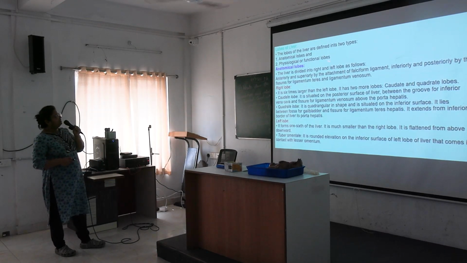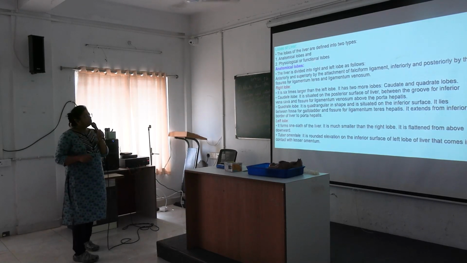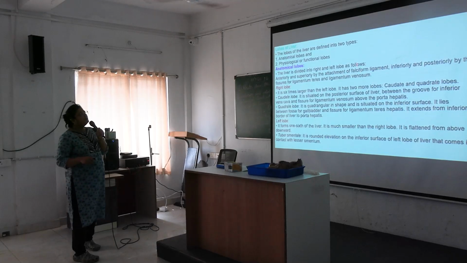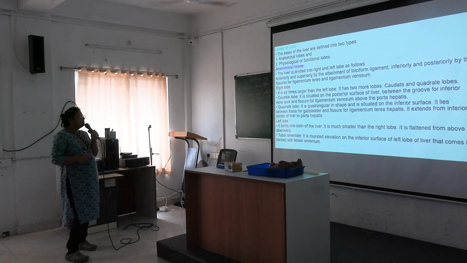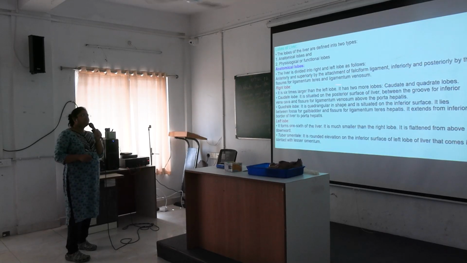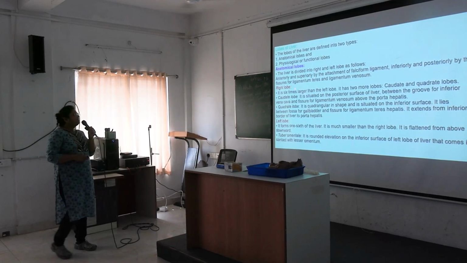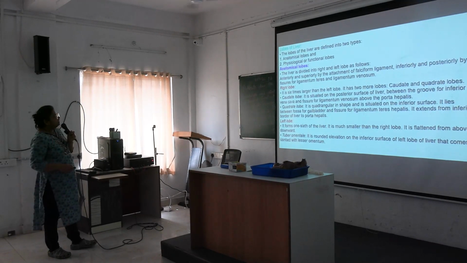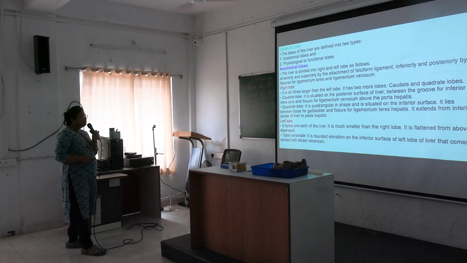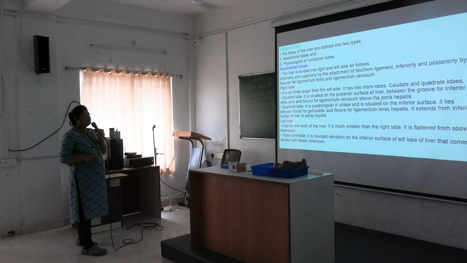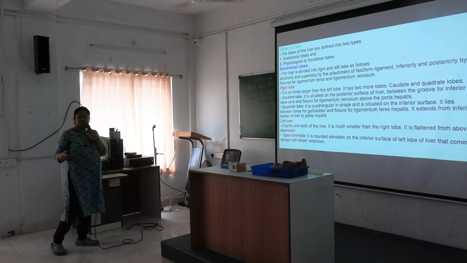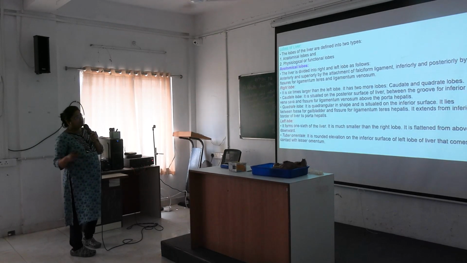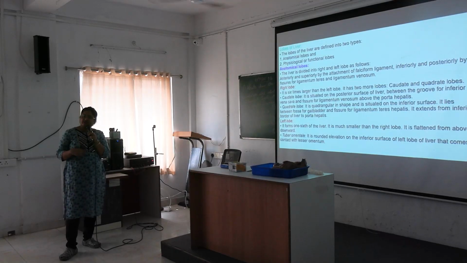So the liver is divided into right and left lobe as follows: anteriorly and superiorly by the attachment of the falciform ligament, inferiorly and posteriorly by the fissure for ligamentum teres and fissure for ligamentum venosum. This is the anatomical division. Here the right lobe is 6 times larger than the left lobe, and it has two more lobes, the caudate lobe and quadrate lobe, which are included within the right lobe.